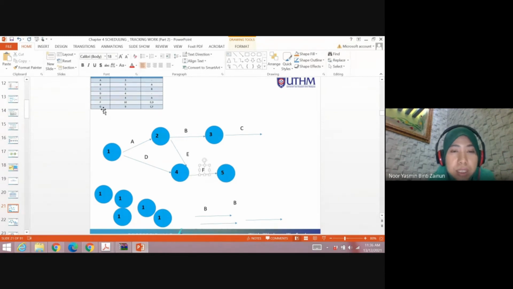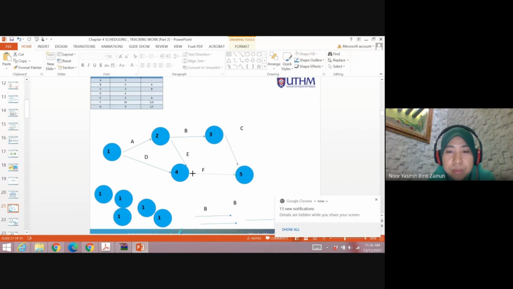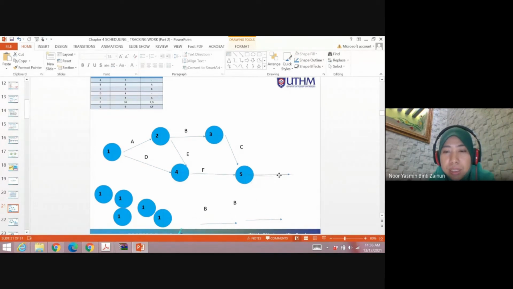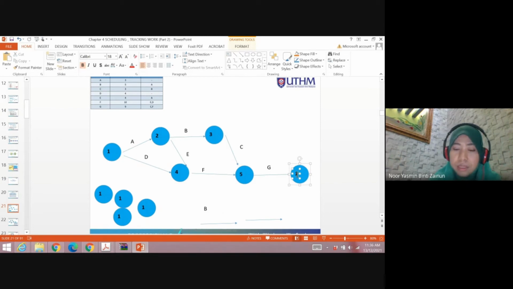And then G, the predecessor is C and F. So means that, tarik sikit sini, C and F are sharing the same node. And then you get another activity, which is G. So you have 6 nodes.